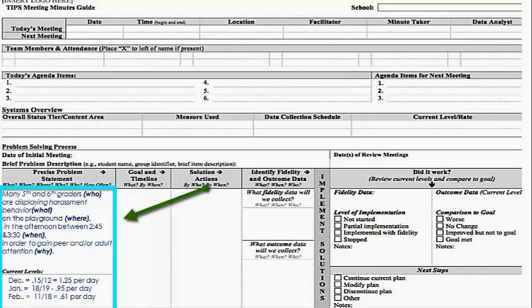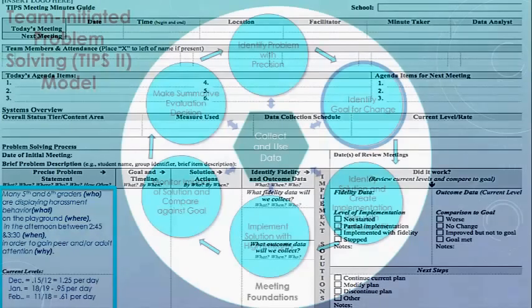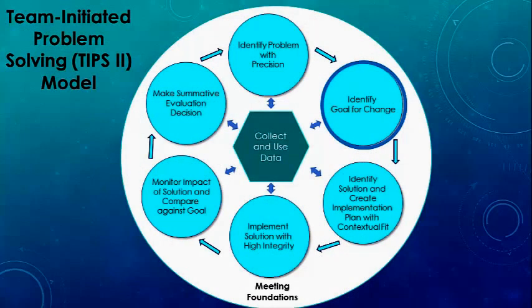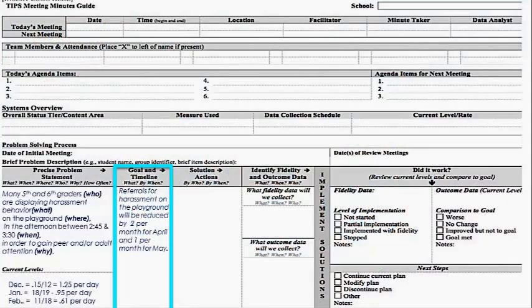Okay. And at the bottom of that, it'll have current level. And so you want to start with your precision statement and the data that you've used, that data source, to say what's going on with our numbers, because that will guide in our goal that we're going to establish. So if you click on to the next one, which would be the identify goal for change, you'll see then that the minutes prompt us into the next step. We're not solving the solution right off the bat. We really need to define it with precision and then develop our goal.